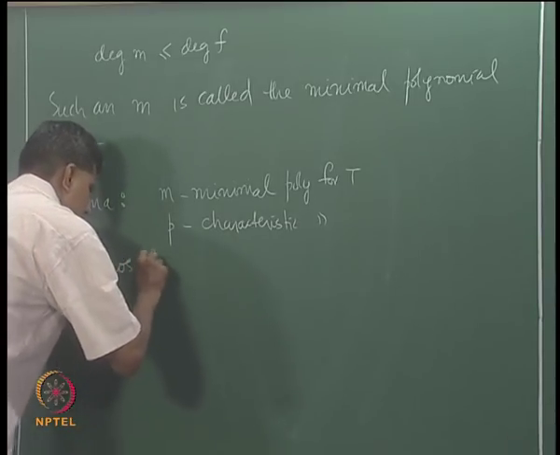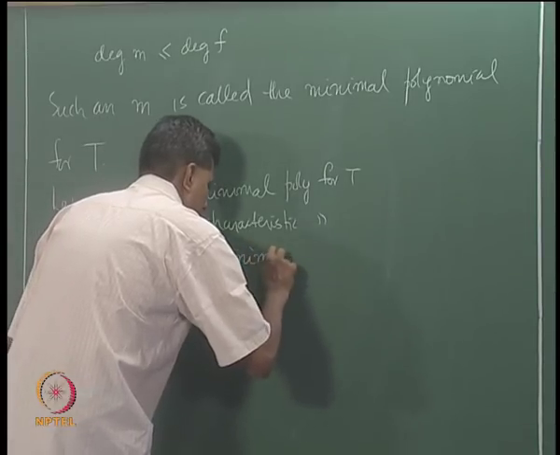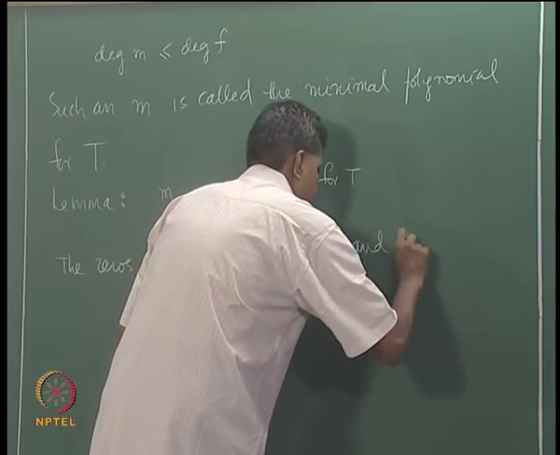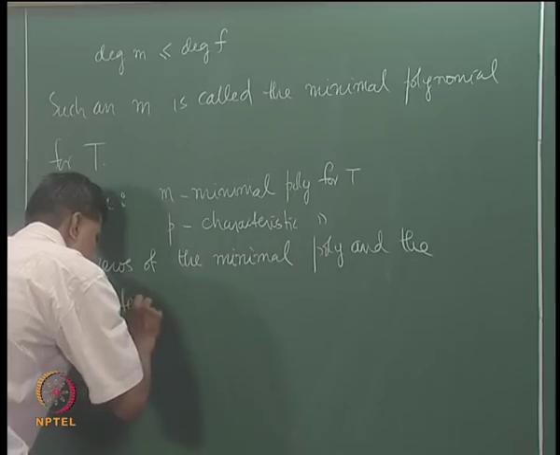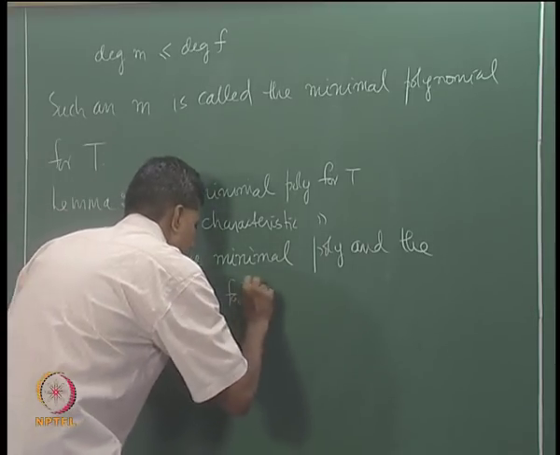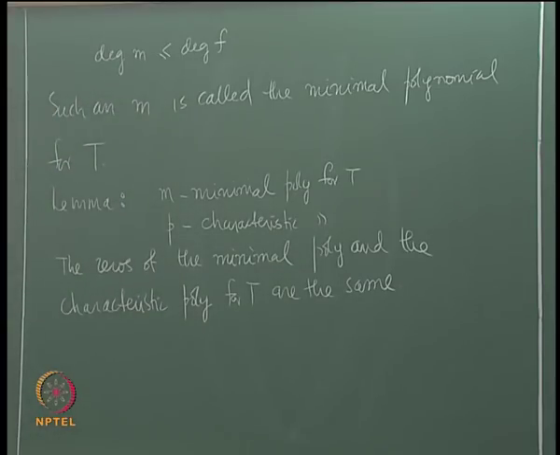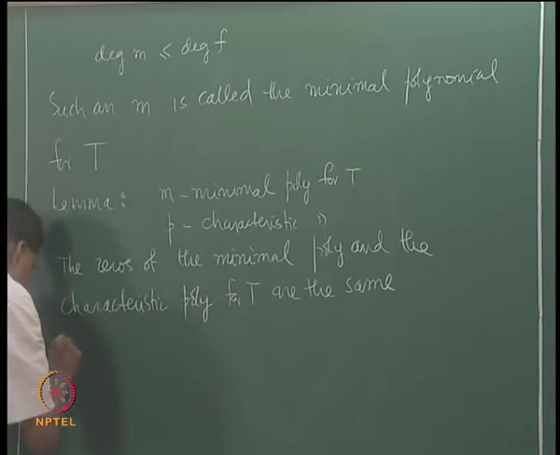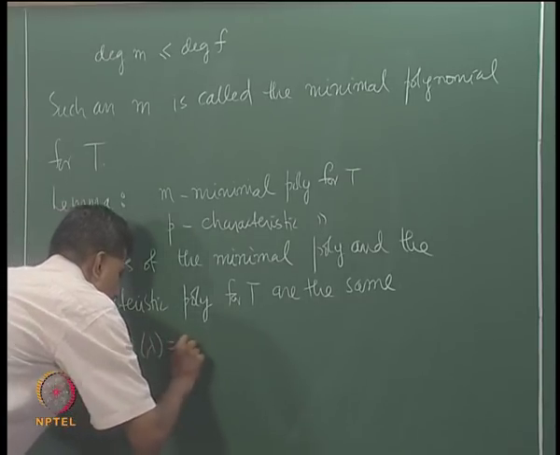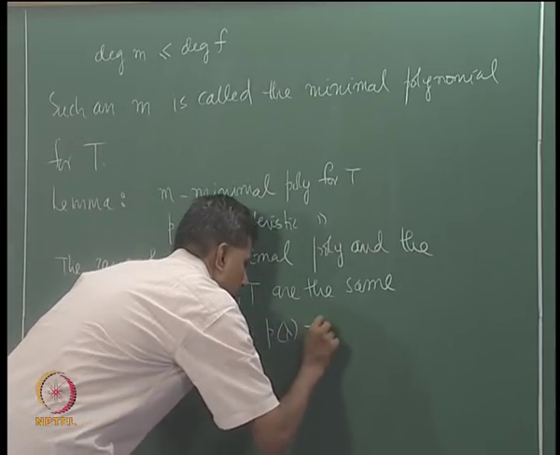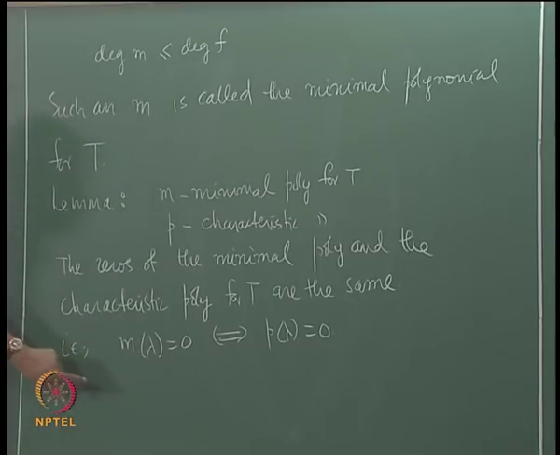The zeros of the minimal polynomial and the characteristic polynomial for an operator T are the same. Okay, this is the connection. The connection between the minimal polynomial and the characteristic polynomial is that they have the same zeros. Same zeros means that is m of lambda equals 0 if and only if P of lambda equals 0. If lambda is a root of the equation m of t equals 0, then lambda is also a root of the equation P of t equals 0.